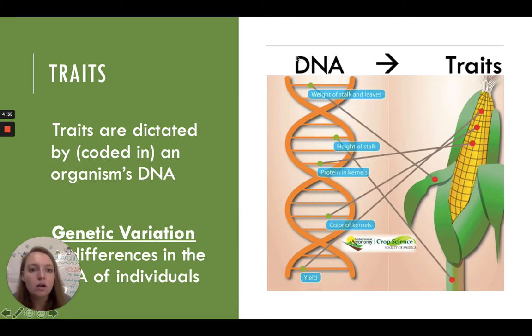And so here, we've got an example graphic. We've got a strand of DNA, and you can see that the DNA is the code. It's the directions for the organism, for the weight of the stalk, for example, like the weight of this corn or the color of this corn. So it is the code that dictates, or tells, how that organism is going to look.